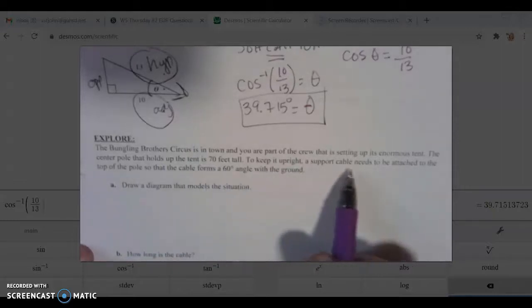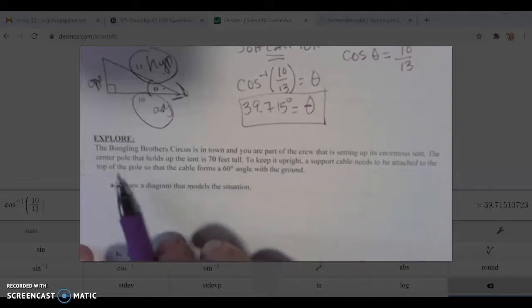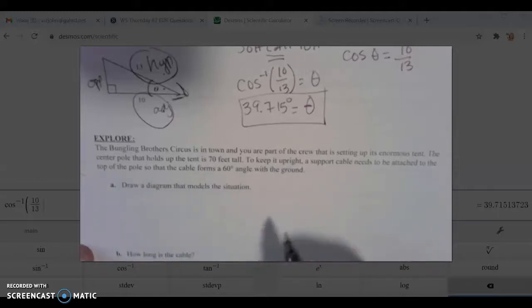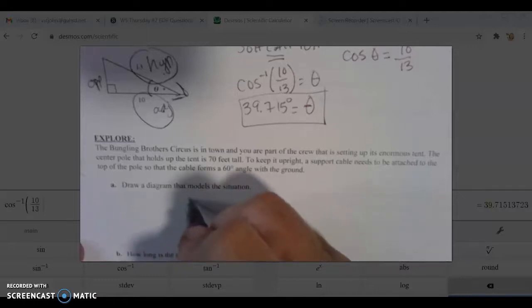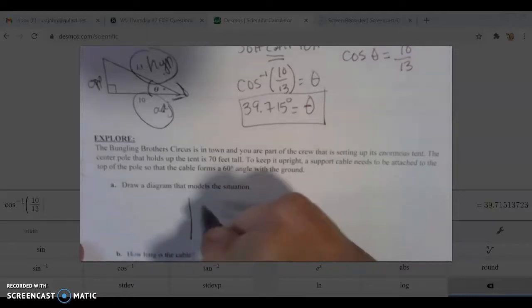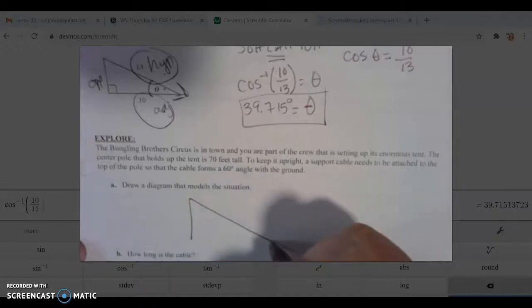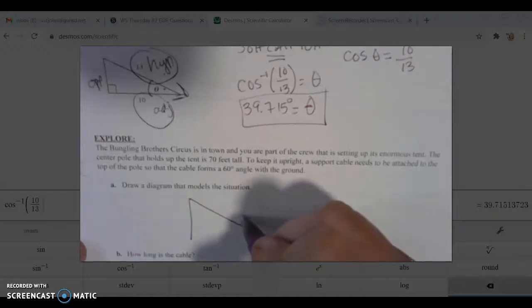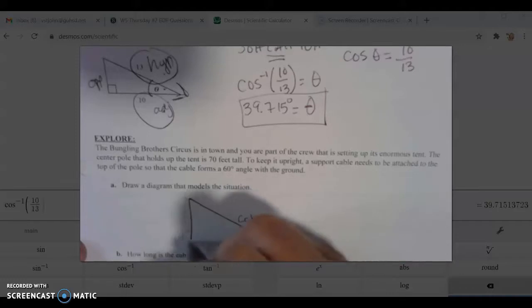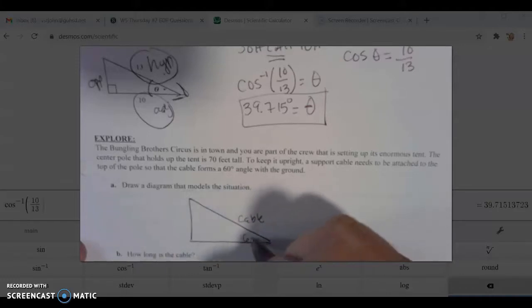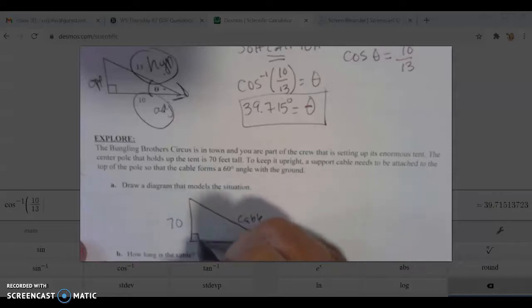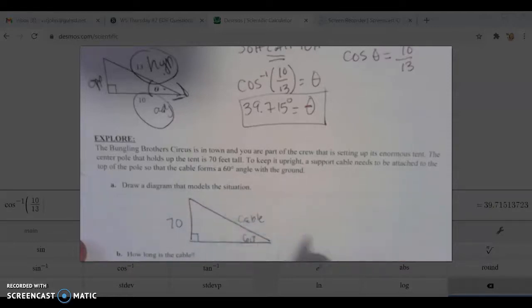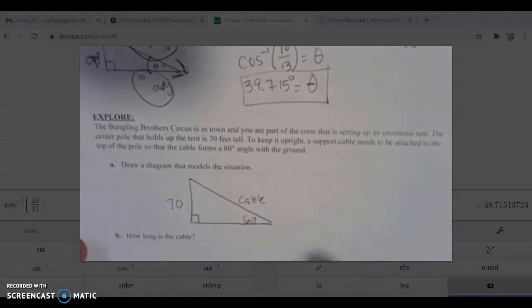To keep it upright, a support cable needs to be attached to the top of the pole so that the cable forms a 60-degree angle with the ground. We're just going to draw the picture. Here's the center pole. The cable has to come out here. If this is the cable, then it has to form a 60-degree angle. We know that the pole is 70 feet tall. Well, you're going to put the pole in straight, right? All right. So now, how long is the cable?